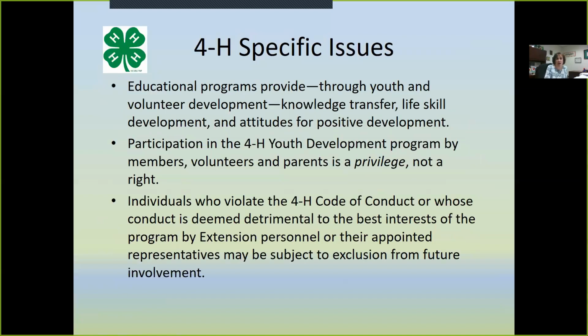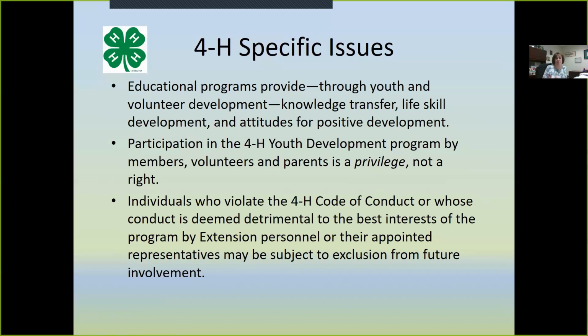So when we think about educational programs, they provide, through youth and adults, a knowledge transfer, life skill development, and attitudes for positive youth development. We need to remind our volunteers, if they do not want to follow these policies, that it is a privilege to be in 4-H and it's not a right.